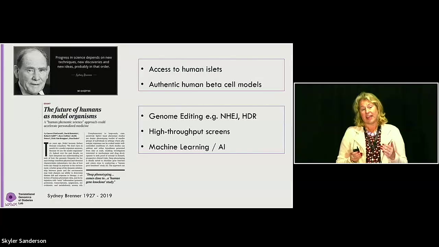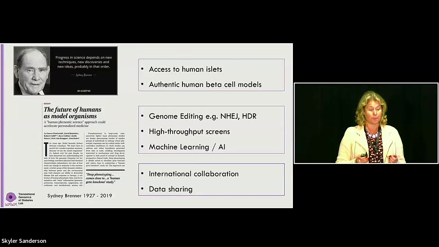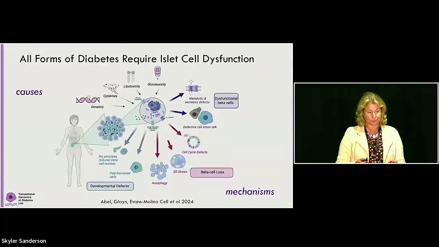So today, as I take you through some vignettes from the work in the endocrine field, I'm really going to tell you how we've integrated human islets and human beta cell models with state-of-the-art genome editing, high-throughput screening, and of course, touching on machine learning and artificial intelligence. And I want you to take away from this, and I also want to echo what Suhail has just said, the importance of international collaboration, data sharing, data standardization, and increased access to data.